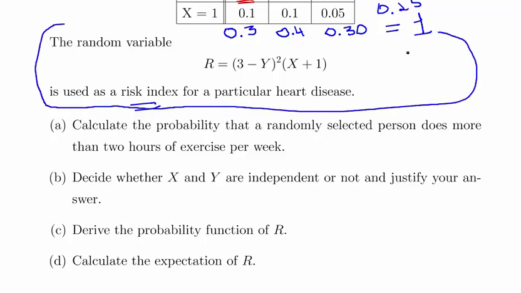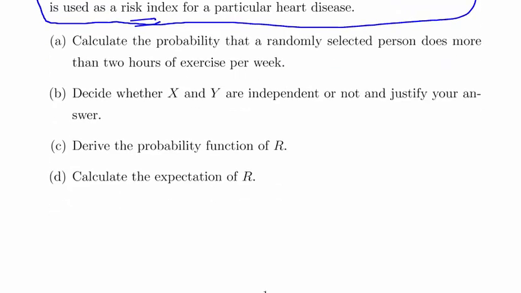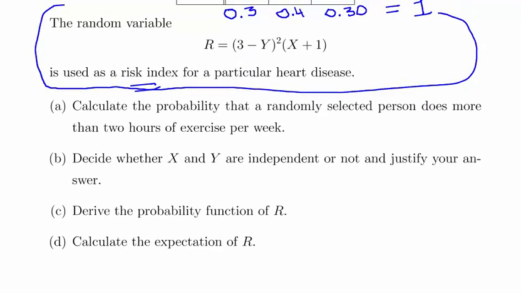So there are 4 questions here. What we'll do is look at the first 2, which are related to x and y, and then the second 2, which are related to r. Calculate the probability that a randomly selected person does more than 2 hours per week. That is the probability of y equal to 2. And determine whether or not x and y are independent, justifying your answer. After that, we'll look at r, determine the probability function of r, and calculate the expectation, which is to say the expected value.